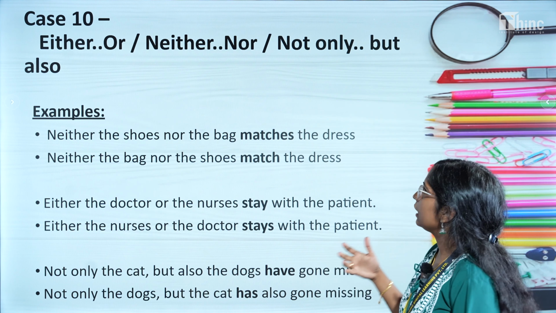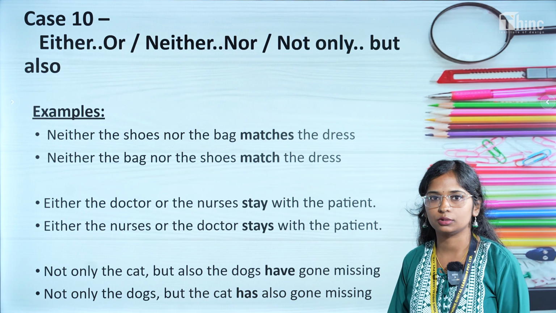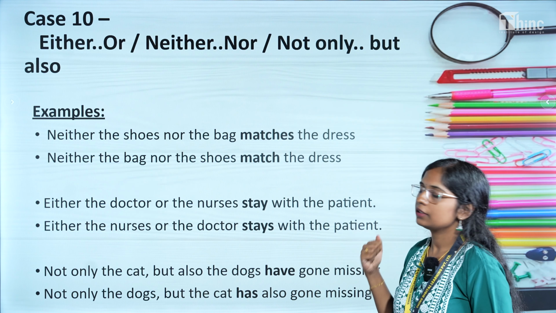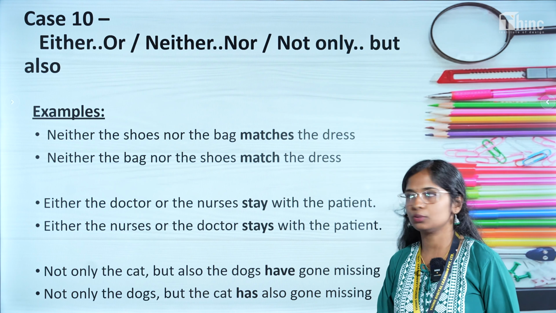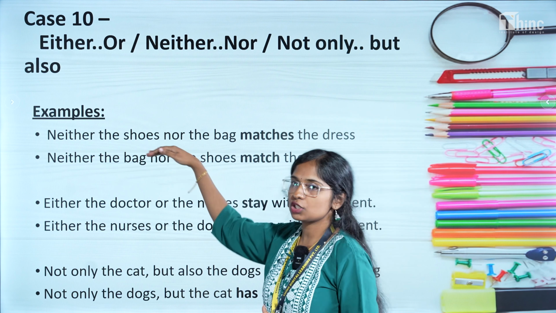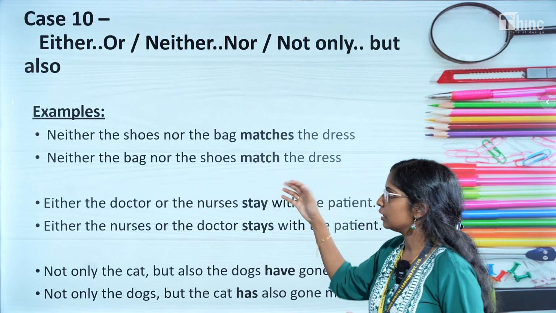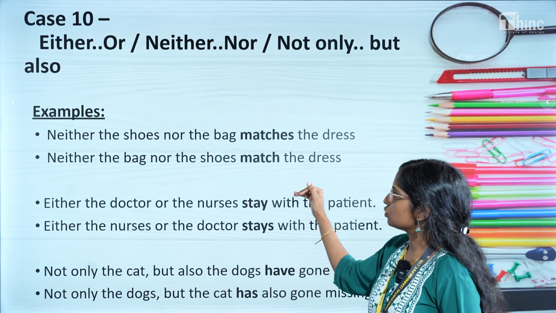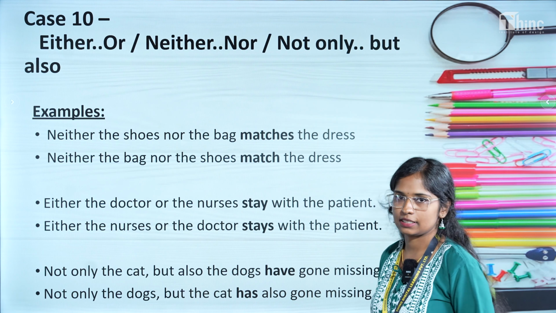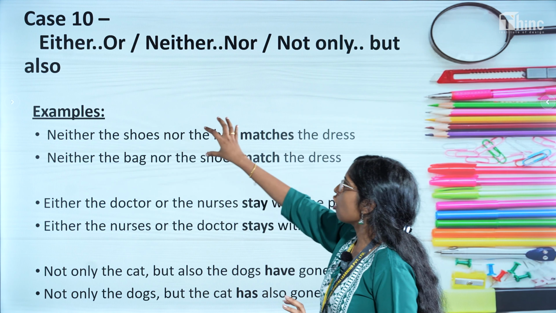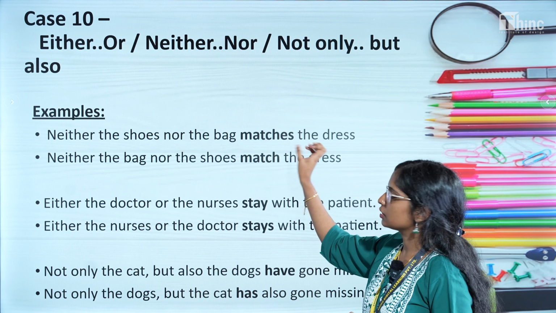Either or, neither nor, not only but also. In these types of conjunction pairs, we have a certain proximity rule. Neither the shoes nor the bag dash the dress. Neither the bag nor the shoes dash the dress. In the first sentence, let us look. Neither the shoes, plural, nor the bag matches the dress.